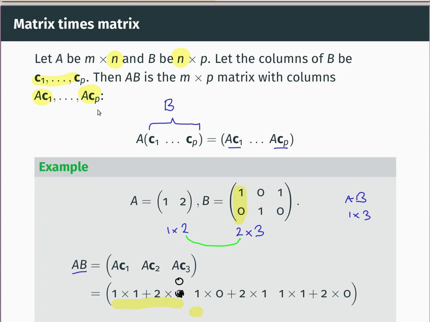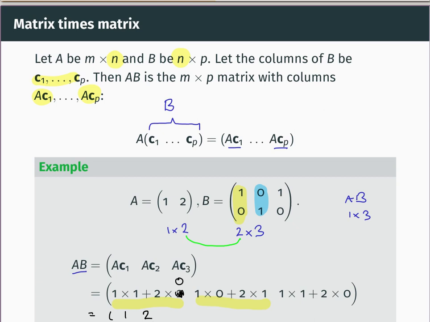Oops. Let's try and write this properly, shall we? So my first entry here is 1. Okay, next entry then of the product A times B, we have to multiply A into the second column of B. So that second column, highlighted in blue here, is 0, 1. So to figure out the second entry of AB, we do A into the second column of B. So I get 1 times 0 plus 2 times 1. That, if I work it out, is 2.